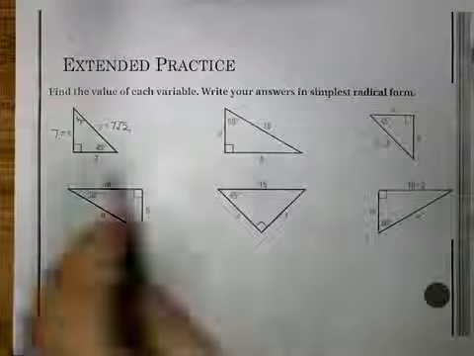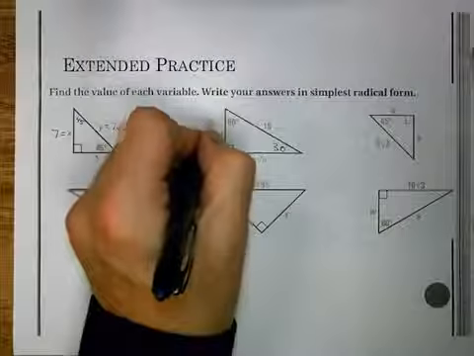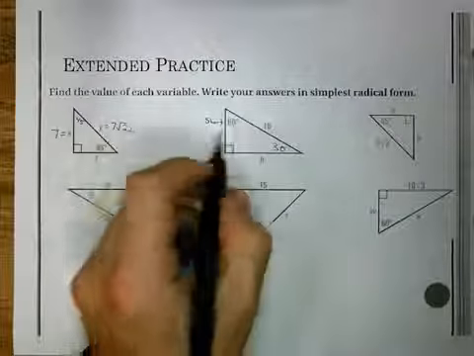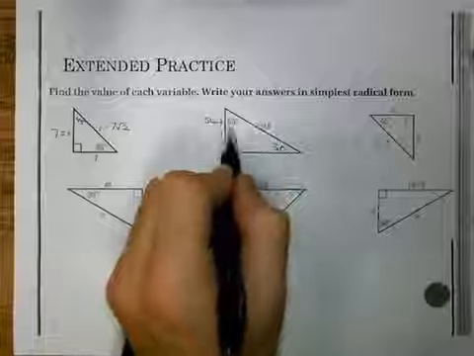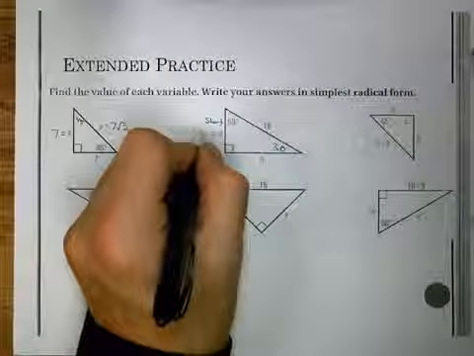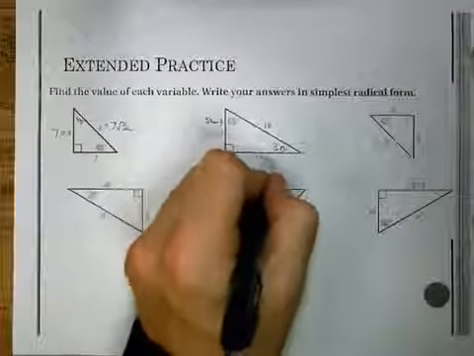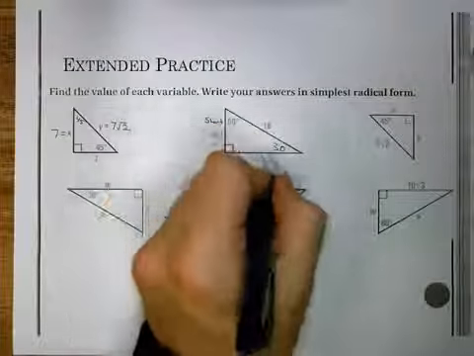Next up, we have 60, 90. That means this is 30. Our shortest side is G. So to go from our hypotenuse to our shorter side, shorter leg, I need to divide by 2. So that's 9. And then to go from the shorter leg to the longer leg, I have to multiply by root 3. So that'd be 9 root 3.